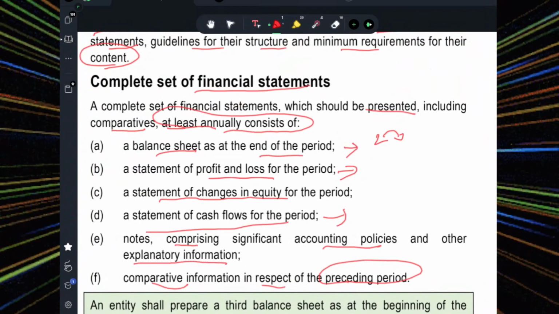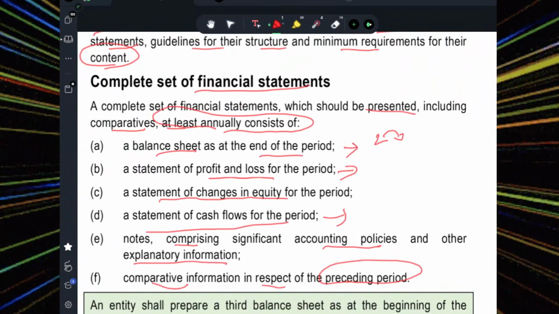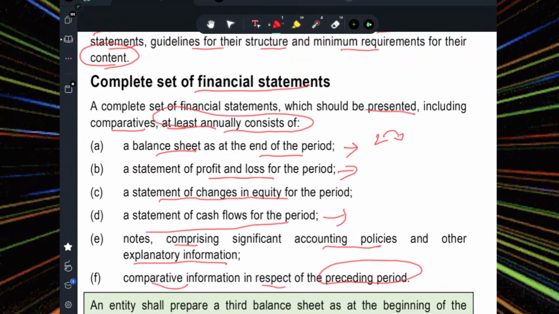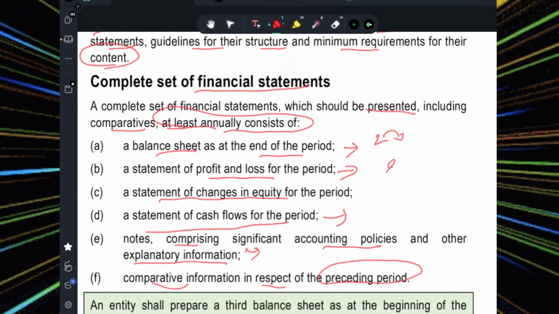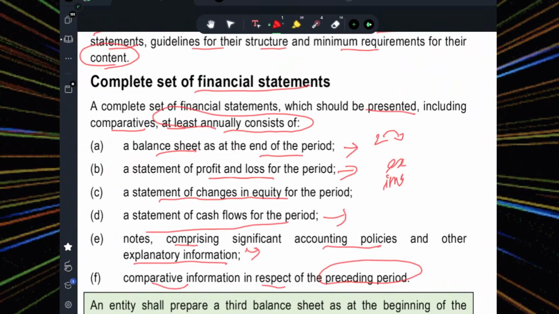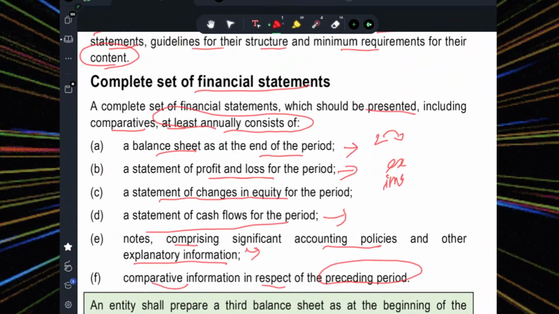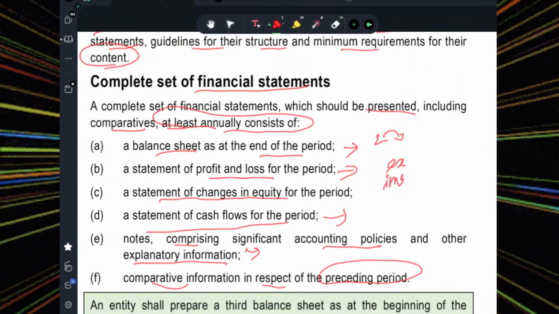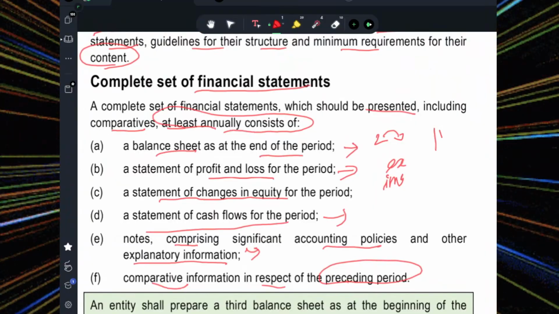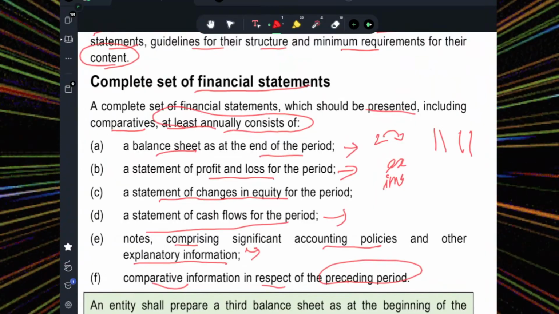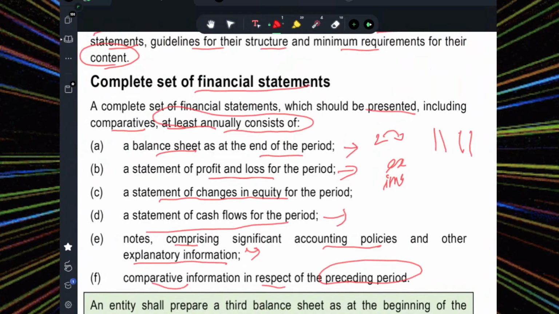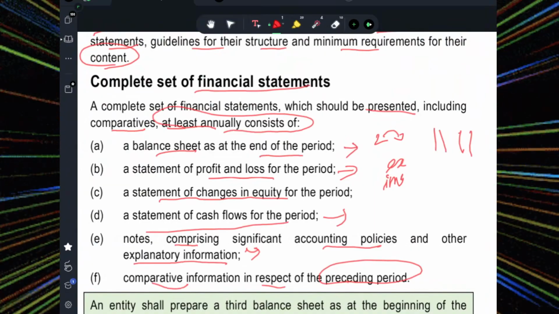Not only this, notes, significant accounting policies, procedures, and explanatory information. Explanatory should be informational, it should be explanatory. That is what they are stating. And comparative information in respect of the preceding year. So balance sheet of preceding year, P&L of preceding year, cash flow of preceding year. A single year cash flow without the preceding year is not possible. Cash flow of the preceding year came from that preceding year only. You should understand that.